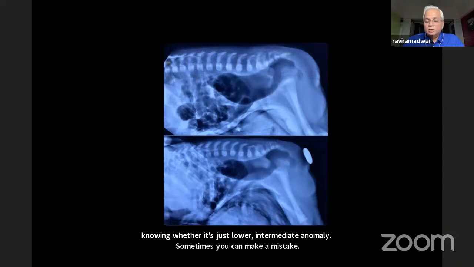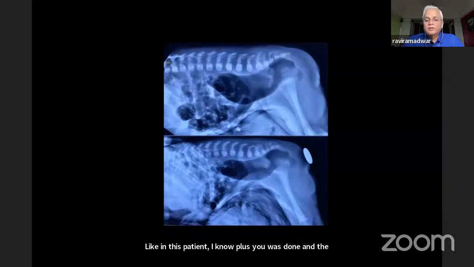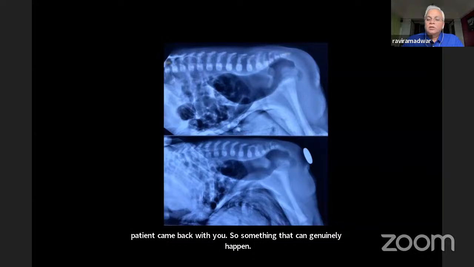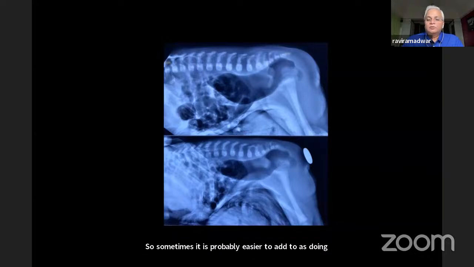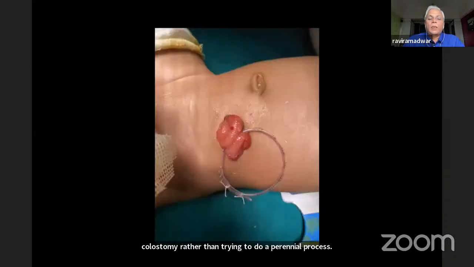Like in this patient, anoplasty was done and the patient came back with UTI. So this is something that can genuinely happen. So sometimes it is probably easier to err towards doing a colostomy rather than trying to do a perineal procedure. So that is something which one needs to be careful about.